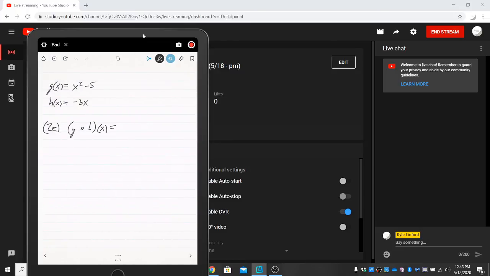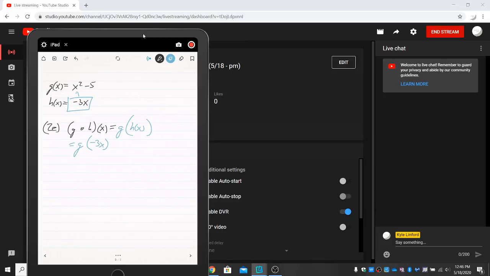Let's try a problem from the exit ticket. This is problem 2 from today's exit ticket. Here are two of the given functions, x squared minus 5 and negative 3x. What I'm asking you to do is to evaluate g of h of x. The outer function is g, and the inner function is h. So what I'm saying is take g and plug into it what h is, negative 3x. So every time you see an x in the function g, plug negative 3x into it. Okay? Plug it right in.